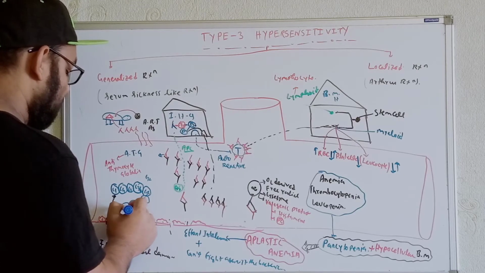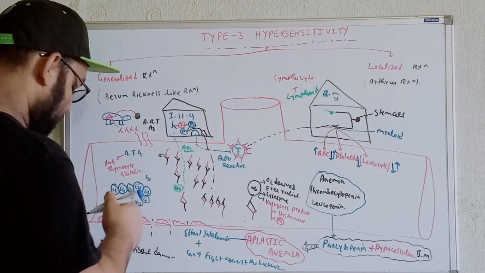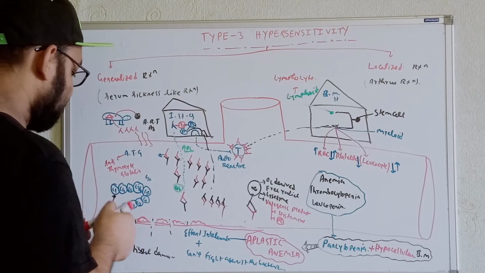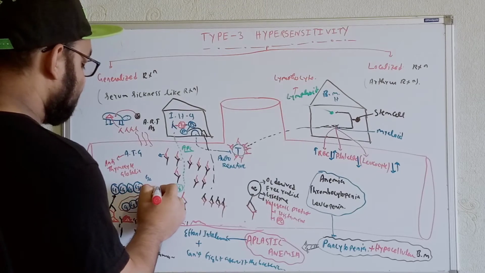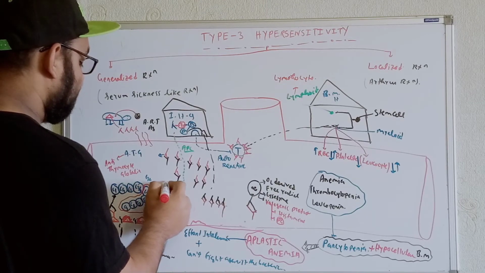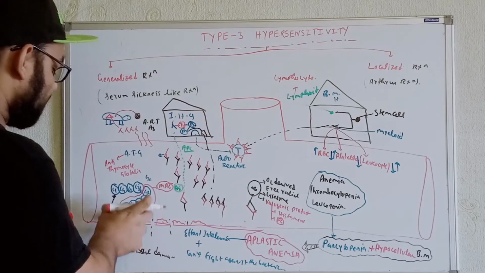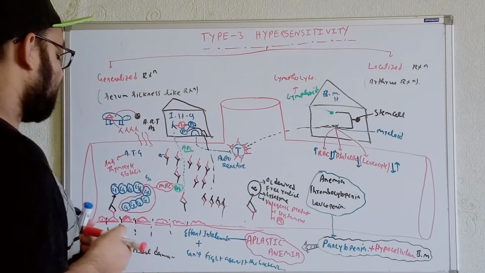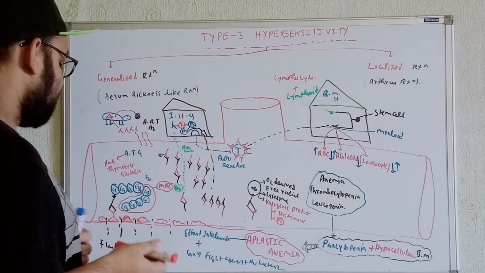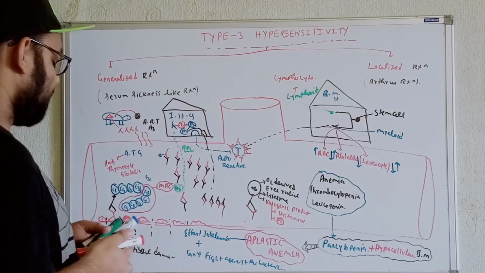Now from C5 to C9, try to understand. From C5 to C9, this will form the membrane attack complex, MAC. Whenever the MAC forms, it will cause further damage on the endothelial cells. As a result, we will see there will be osmotic imbalance. So there will be further damage on the endothelial cells over here.